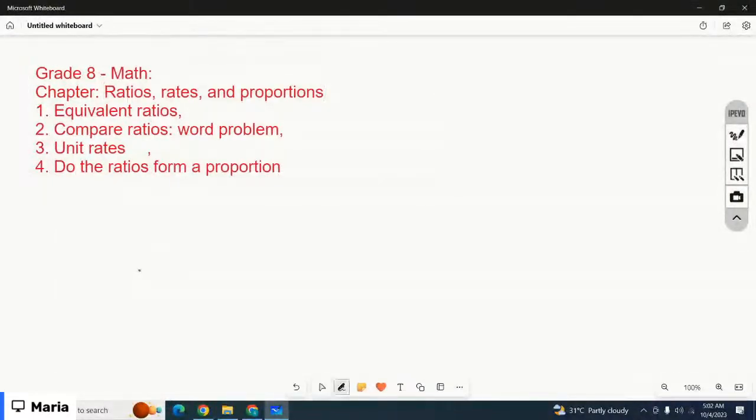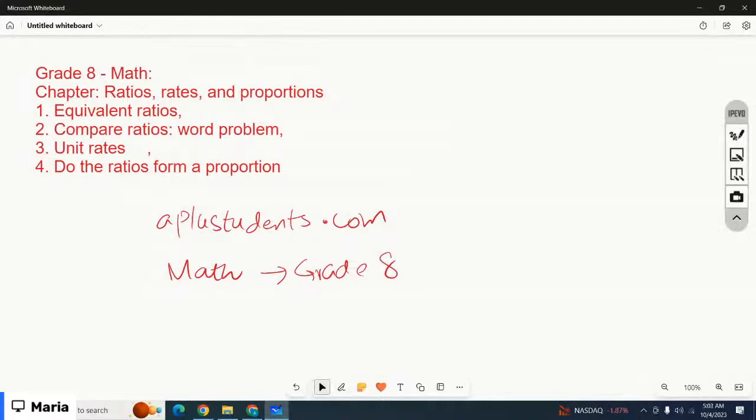So you can find all the lessons on aplusstudents.com. You have to log in there using your email address, and the password is provided by the administrator. Then you have to select math from the subject tab, scroll down to grade 8, and then click on view all lessons. There you can find a list of the chapters.